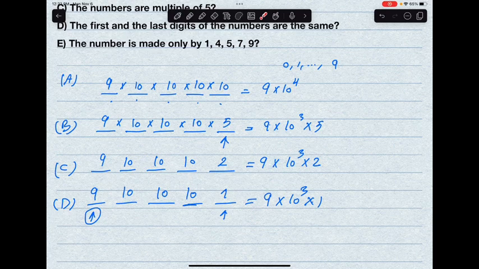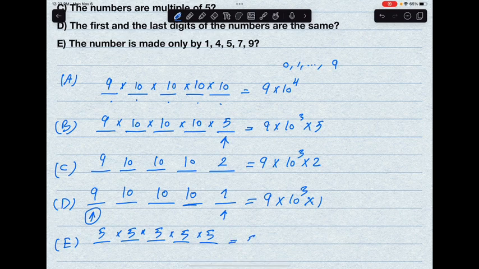Last part of the question: the number is made only by the digits 1, 4, 5, 7, and 9. That's an easy one. It's a 5-digit number, and it can be 5 choices here, 5 here, 5 here, 5 here, and 5 here. So it's just 5 to the power of 5.